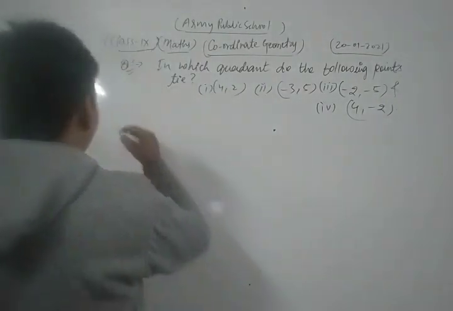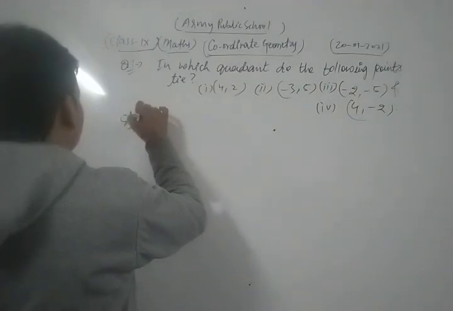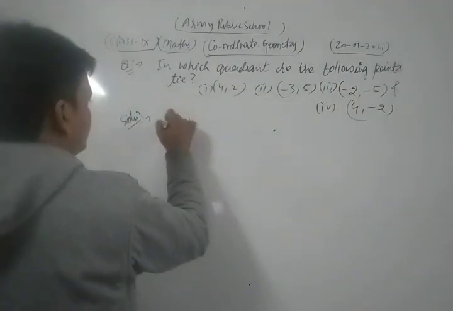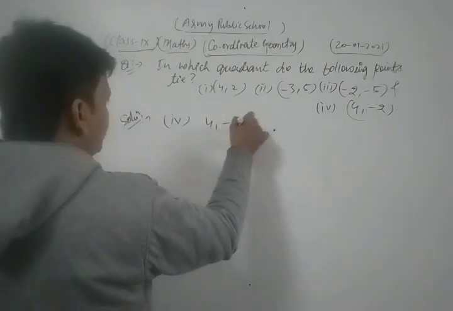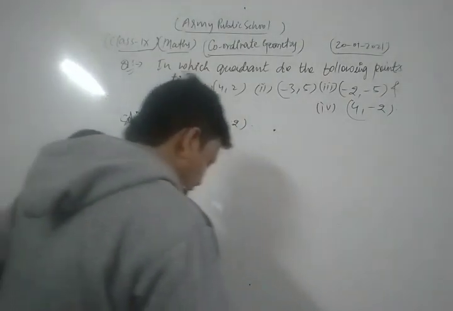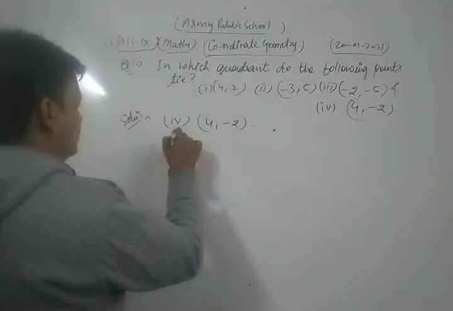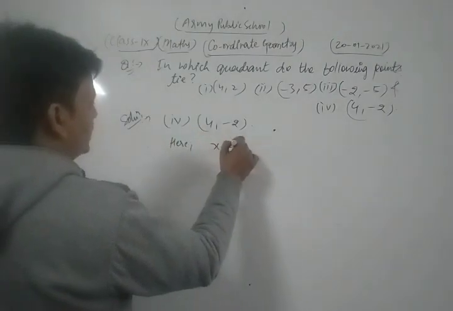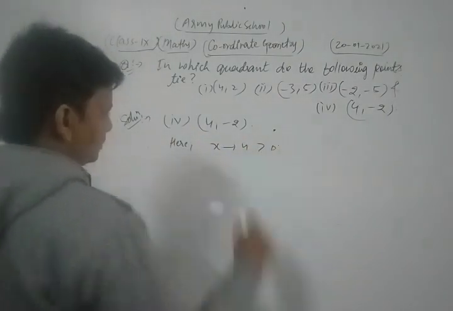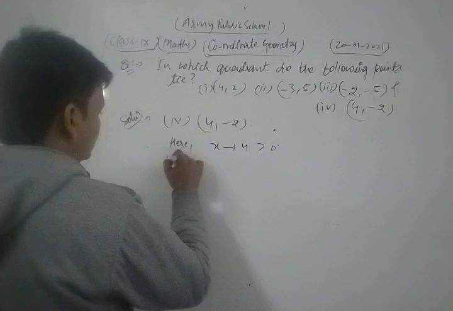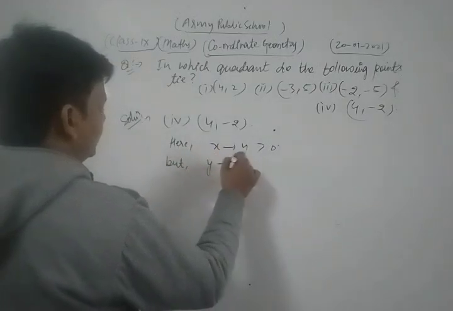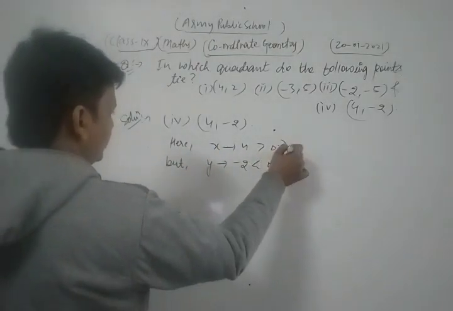Now we discuss the fourth part of this question, which is (4, -2). Let's see here. Dear student, here abscissa x is 4, which is greater than 0, positive, but ordinate y is -2, which is less than 0.